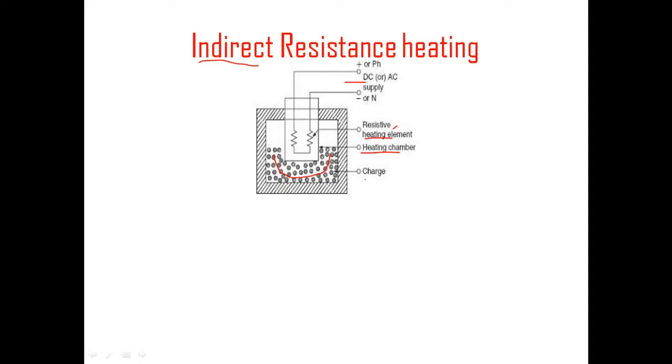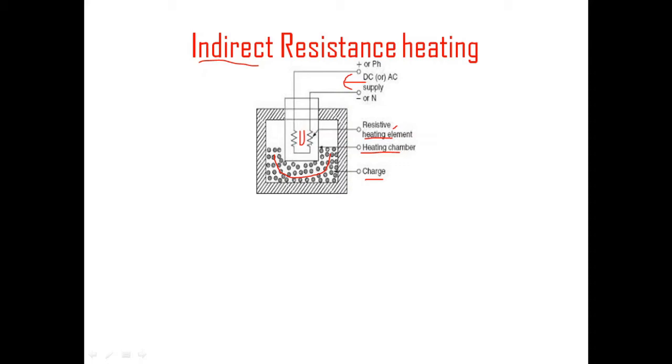This charge will be in the form of a powder, or it may be in the form of small pieces, because if you have it in the form of a powder, then the calorific value will be increased, heat will be uniformly distributed, and the temperature will also be increased. Now let's see how this is going to work. When the current flows from this direction, it will flow through the resistance available here, and heat will be developed in this resistive coil.